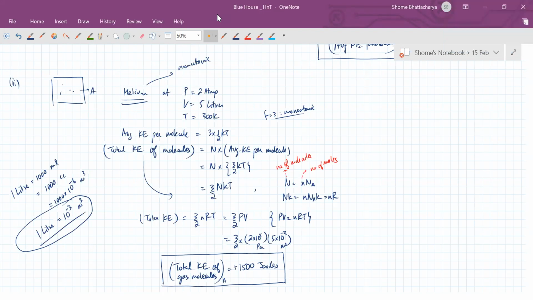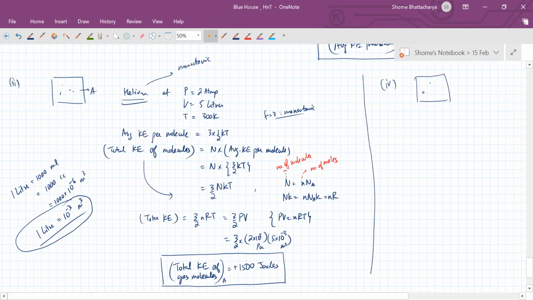Now just use this same method to calculate the fourth part, the total kinetic energy of molecules in the gas sample in the chamber B. So in B we had oxygen at pressure of 1 atmosphere. The volume was 5 liters only. The temperature was 200 Kelvin. So what is the total kinetic energy?